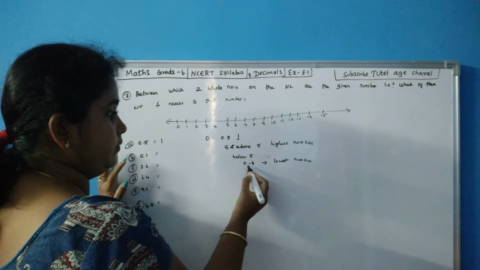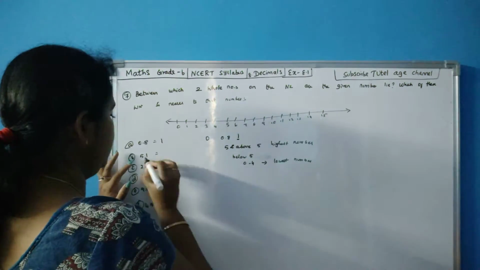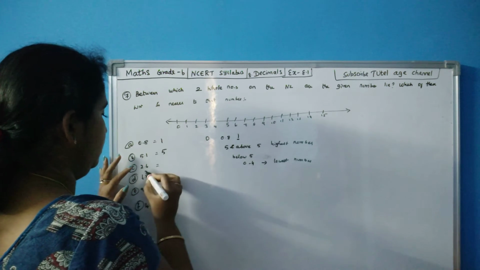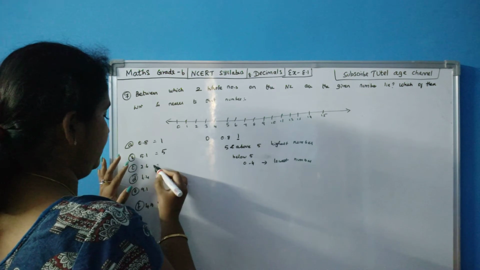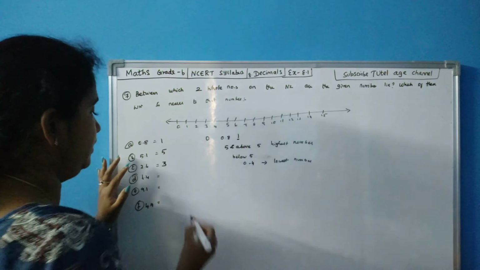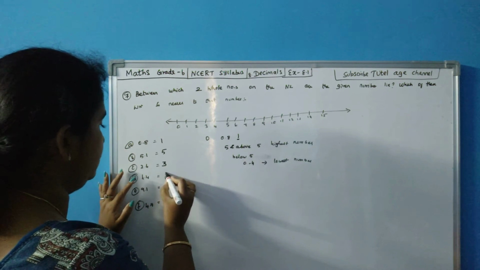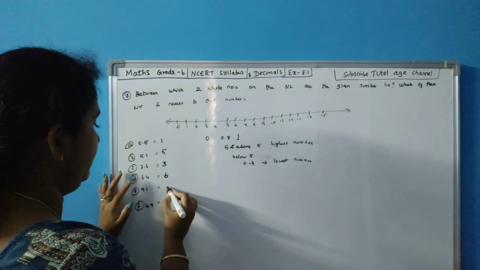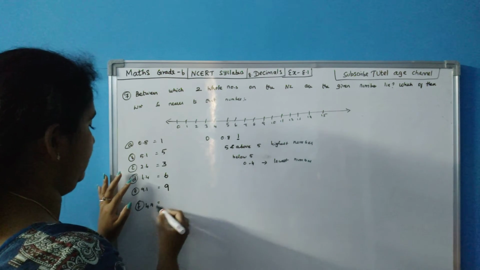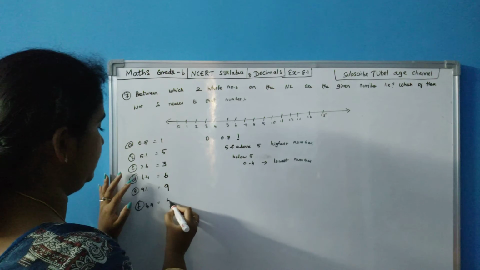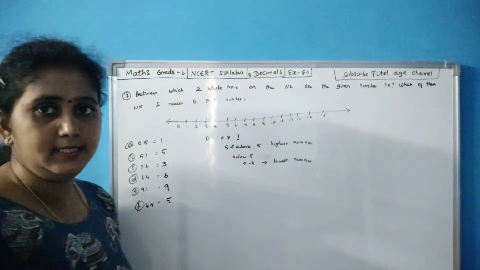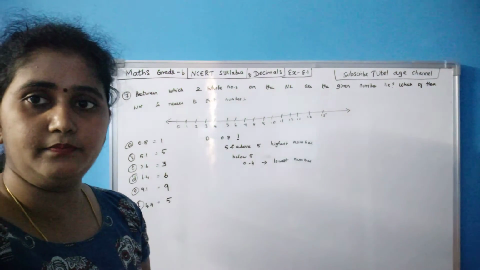Next one, 5.1. Here you have to take the lower number, so 5 is your answer. 2.6: 6 is greater than 5, so it is closer to the next number, 3. 6.4, the number is nearest to 6. 9.1 is nearest to 9. 4.9 is nearest to 5. Hope you understand. Now we will move on to the next sum.